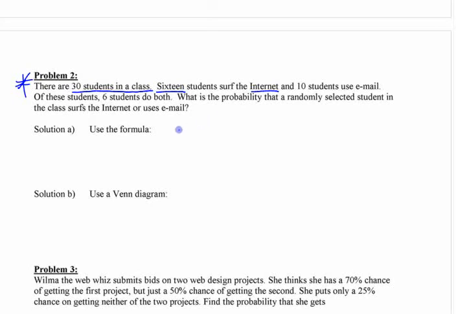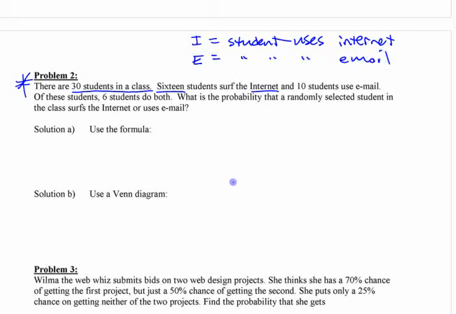Anyways, you can solve these things two ways. If you're a visual person, maybe using the Venn diagram is helpful. If you want to use that formula, you can use that formula, right? As long as you define some symbols, it makes it easier. I is student uses internet, and E can be student uses email.